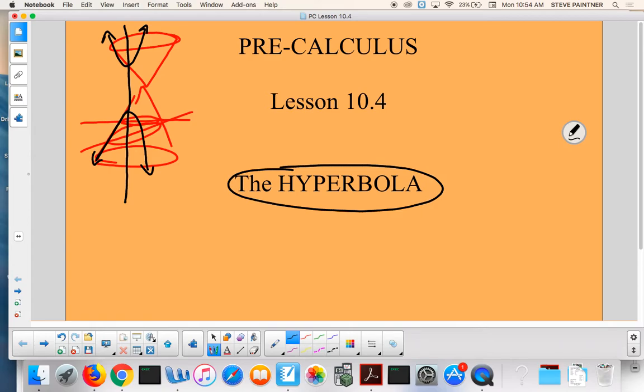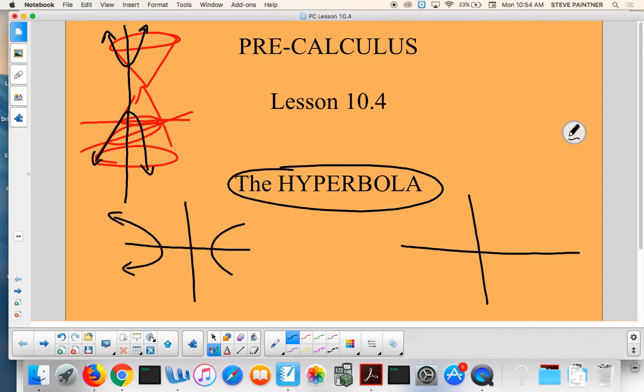Now, here's what you guys are going to cover. You're going to cover parabolas that look like this. I'm sorry, I didn't mean to say parabolas. Hyperbolas that look like this. You can have hyperbolas pointing left and right, or what's the other one? Up and down. So you'll get this look, or this look, one or the other.